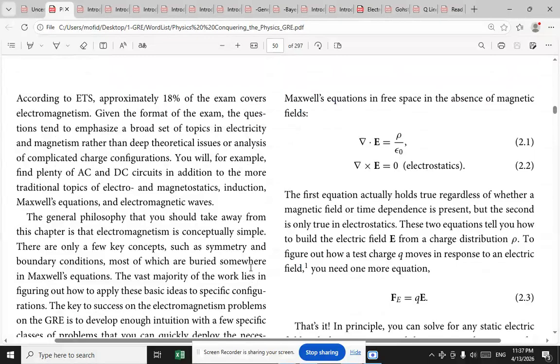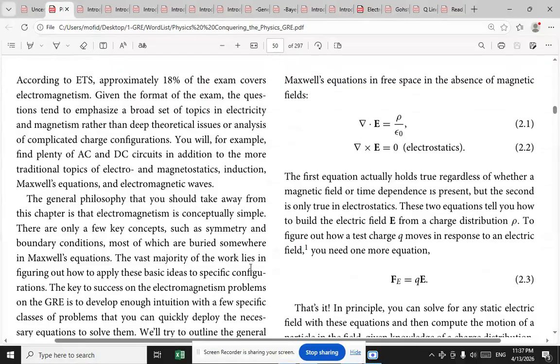You will, for example, find plenty of AC and DC circuits in addition to the more traditional topics of electro and magnetic statics, induction, Maxwell's equations, and electromagnetic waves.